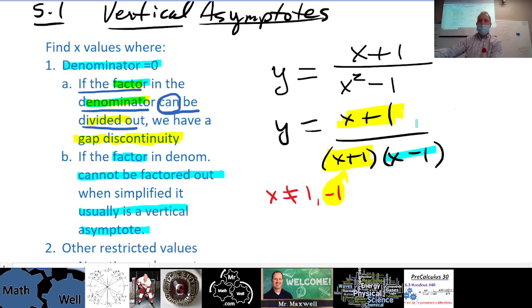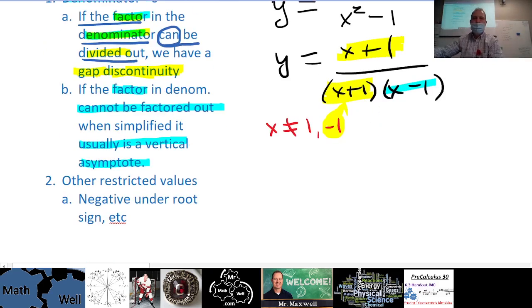I'll just pause there and I'll talk about 1a and b some more. So we do have restricted values, x equals 1, x equals -1.